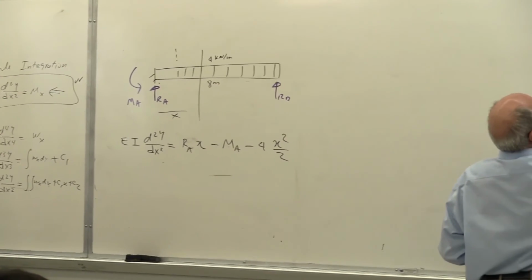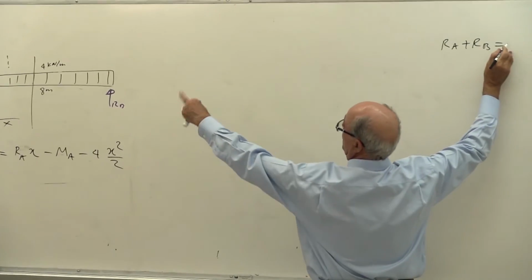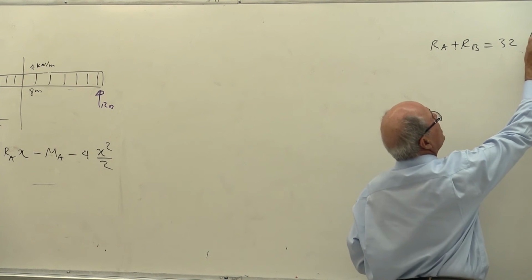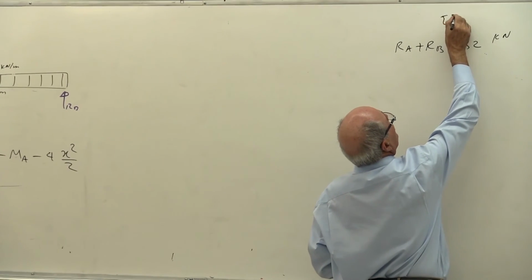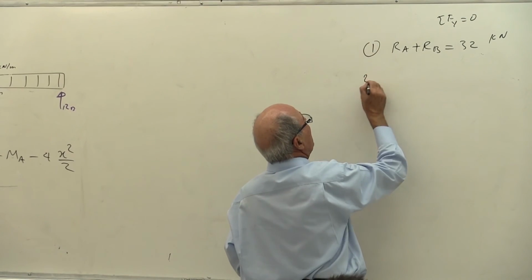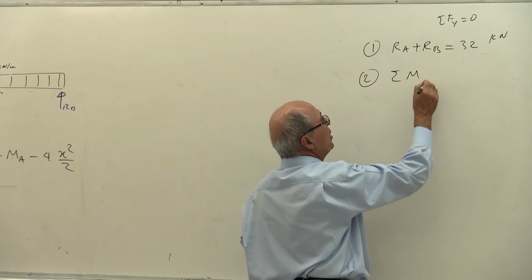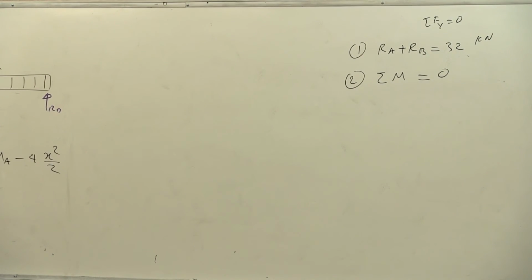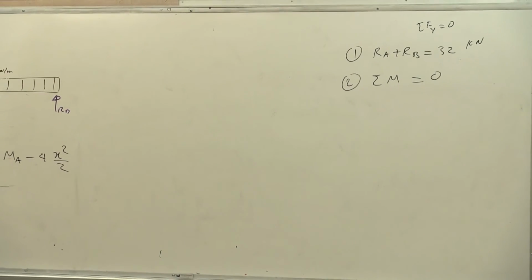RA plus RB must be equal to how much? 4 times 8 must be equal to 32 kilonewtons. That does not change because that is sigma Fy equal to 0. Yes or no? I have one more equation of statics, and that equation is sigma M about a point equal to 0, either A or B. Notice I leave that for the last. You should always do that at the last.